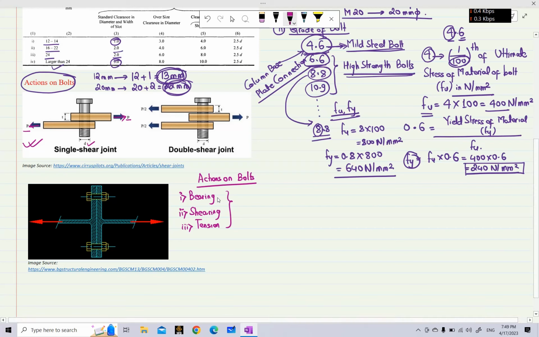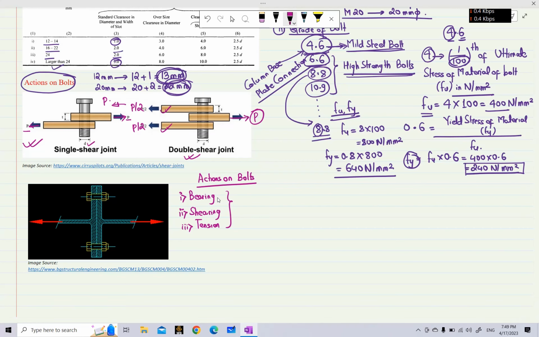Similarly, for the second diagram, you can see there are three plates being clamped by one bolt. The middle plate here is being pulled by a force of P, and the other two plates, the first plate and the third plate, are being pulled in the other direction by P/2 and P/2, such that the total force in this direction is again P.